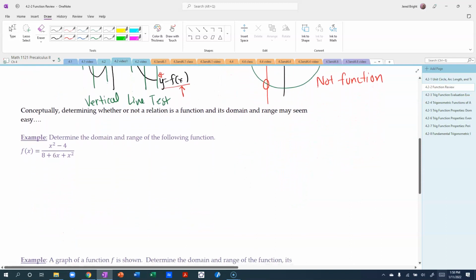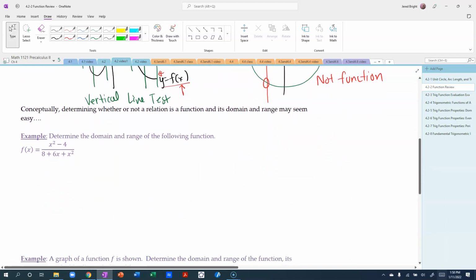Algebraically, it can be easier to find the domain than it is the range. The range could be a little tricky, okay? You've likely encountered a function like this before. This is called a rational function.